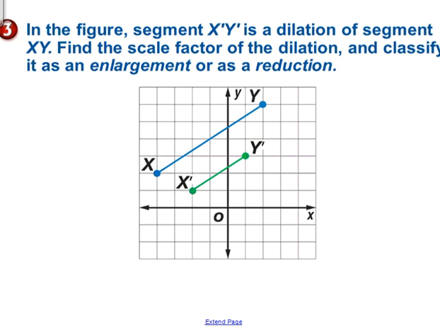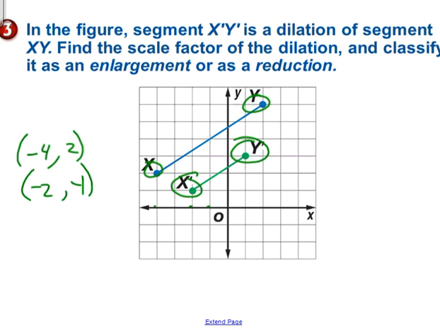All right, now in this case, we're given the line segment X to Y and its dilation X prime to Y prime, and we're asked to calculate the scale factor. Well, if I look at X, the point here is 1, 2, 3, 4, so it's negative 4, comma 2. That's X. If I look at X prime, it's negative 2, comma 1.